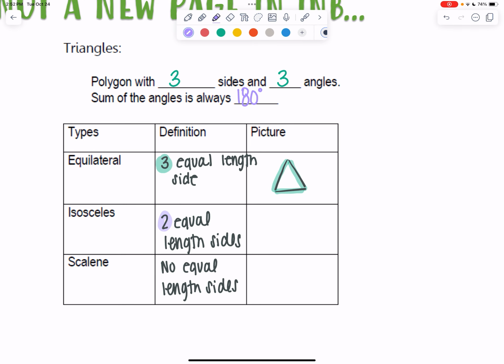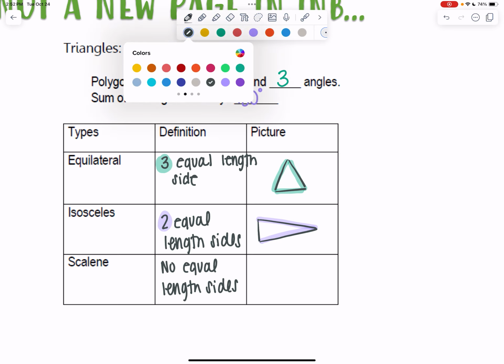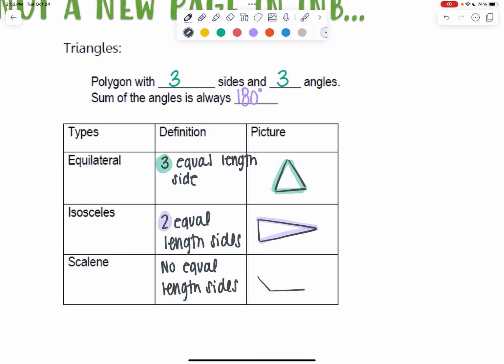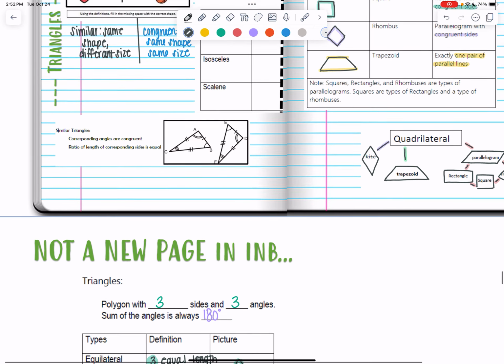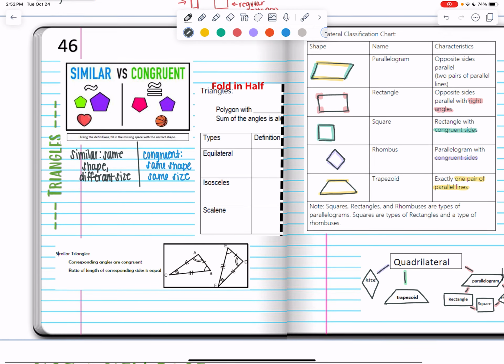Isosceles has 2 equal length sides. So these 2 sides are going to be the same. And then a scalene triangle has no sides that are the same. Something like that. All right, so now let's go back and pick up some other things with triangles.